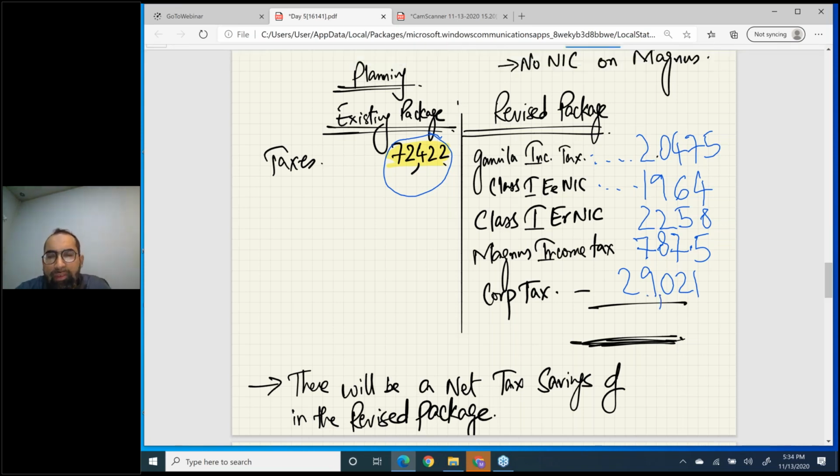Now wait, let's add this up. You also do it. 20475 plus 1964, add 2258, add 787.5, add 29021. It is almost 54505, rounded off.